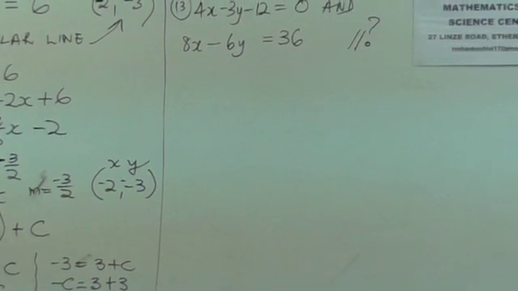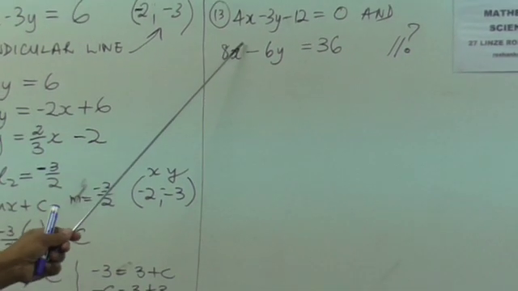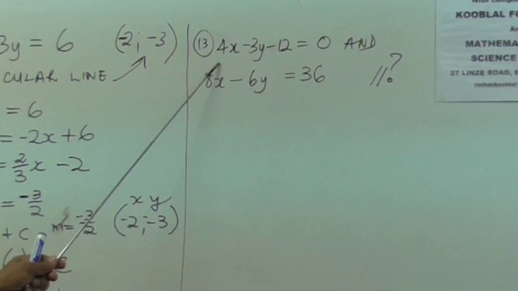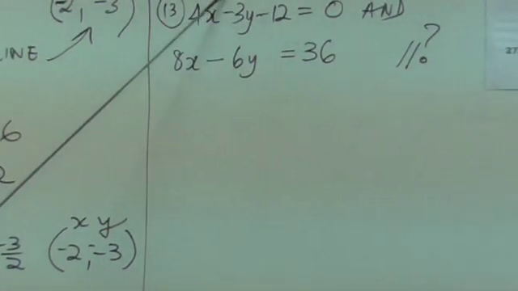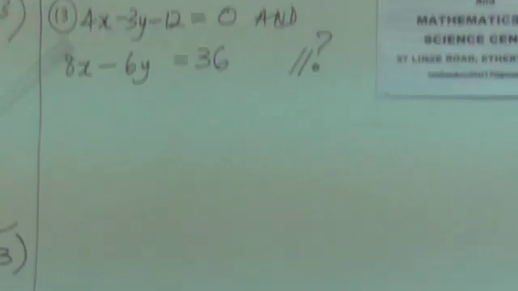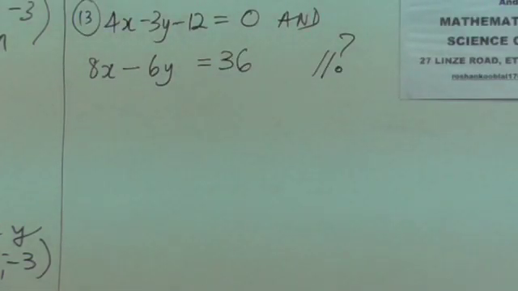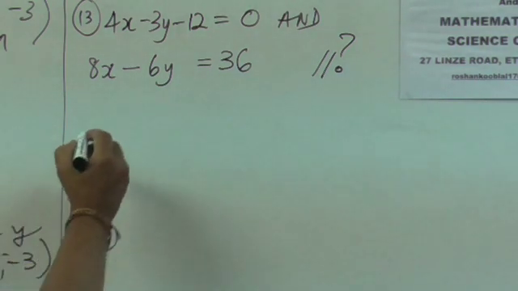Now, number 13, you read the question and analyze it. It says, determine whether these lines are parallel. Determine, that's one line, that's another line. Determine whether they are parallel. Well, you cannot see whether they are parallel when they're like that, because they're not in standard form. So you take each line and you bring it to standard form.